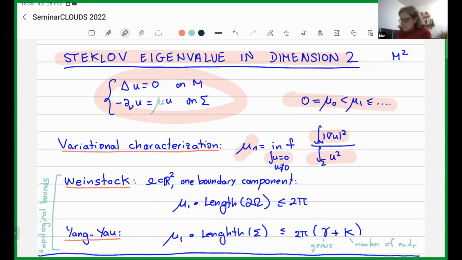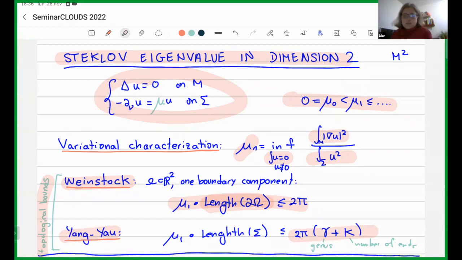I would like to study the first non-zero third order eigenvalue and to give some bounds for this eigenvalue. It is very classical that there are some topological bounds for the first Steklov eigenvalue. The first one is the classical result by Weinstock, which tells you that mu1 is bounded by 2 pi. To kill the rescaling, you have to multiply by the length of the boundary of omega. This is for domains in R2. This result was generalized by Zhang and Yao, in which if you multiply mu1 by the length of the boundary, you can bound it in terms of the genus and the number of boundary components. So this is all very classical.